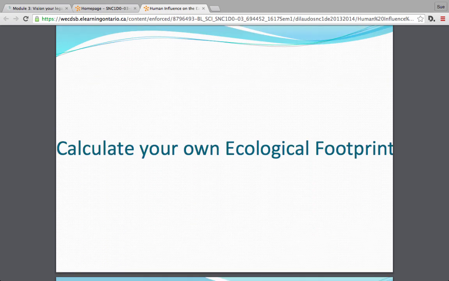Now, I asked you for homework to calculate your own ecological footprint, and I think most of us found that if everyone in the world lived like we do, we would need far more than 1 Earth to sustain us. And I know all of you got different values, and we'll talk about that in class. But do take the time to complete the ecological footprint calculator that's on the website.